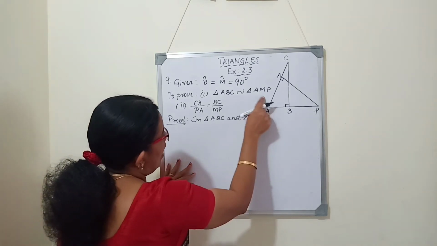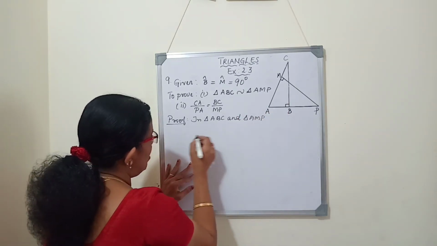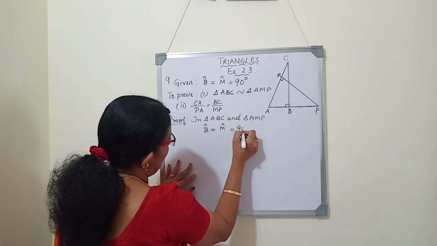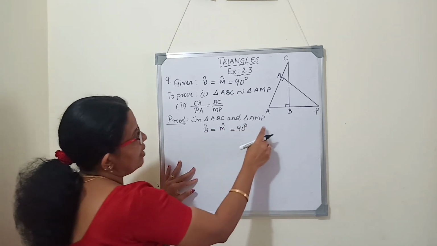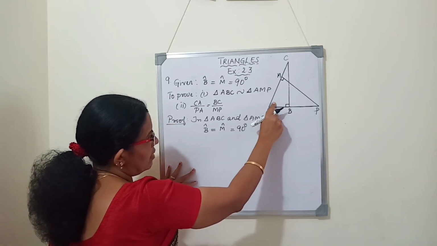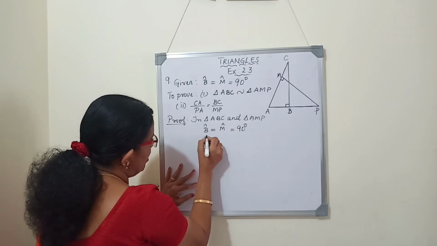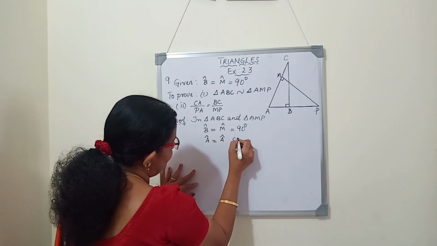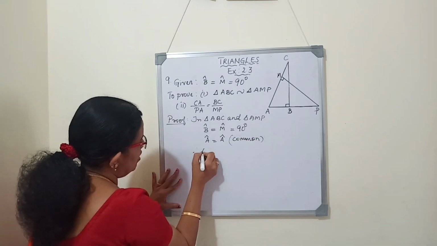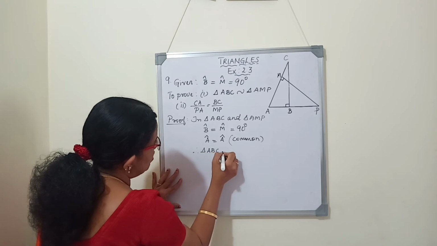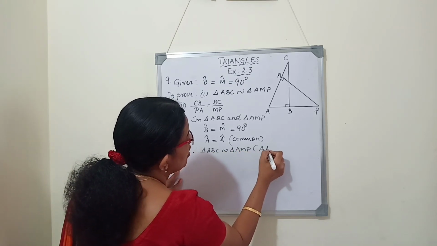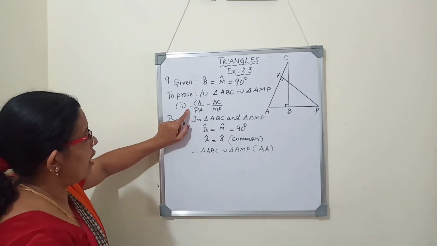For both the triangles, we know that one angle is 90 degrees. So we can write angle B is equal to angle M, 90 degrees. Next, in triangle ABC and triangle AMP, angle A is a common angle. So angle A is equal to angle A, common. Therefore, triangle ABC is similar to triangle AMP by AA criteria. Now, we have to prove that the ratios are equal.